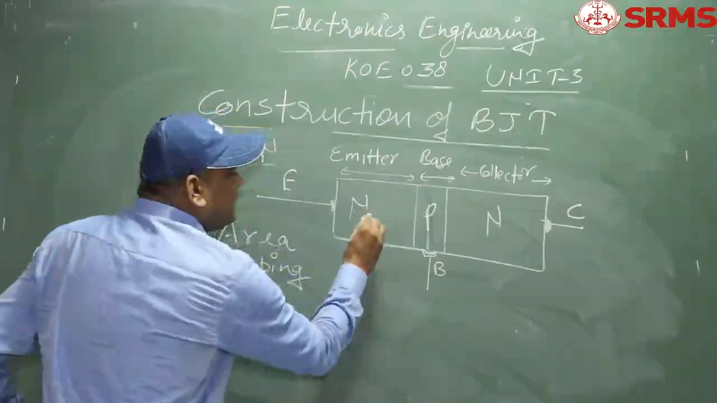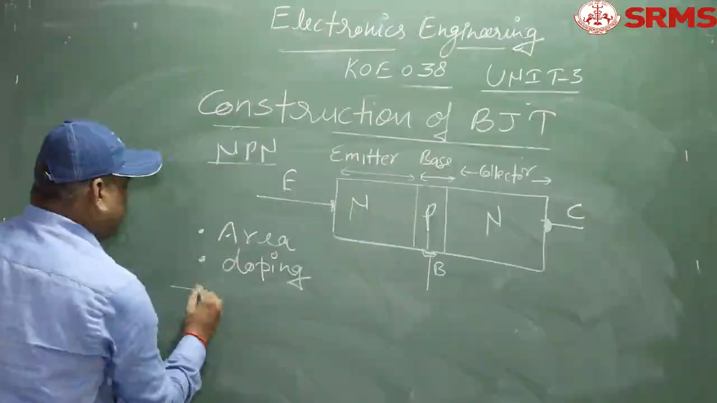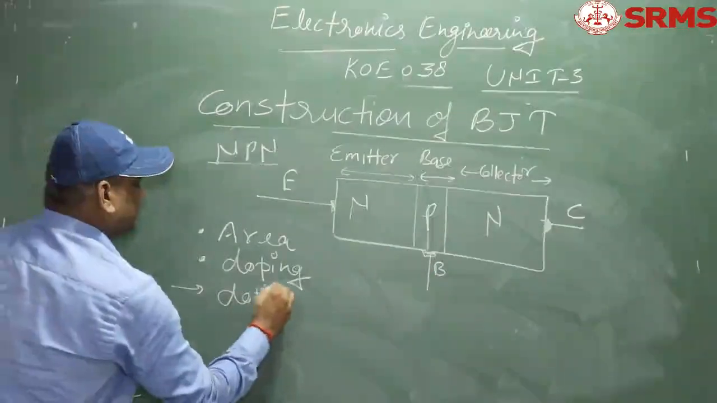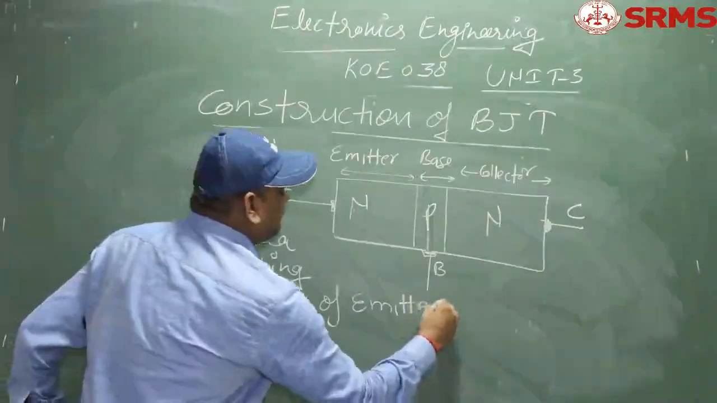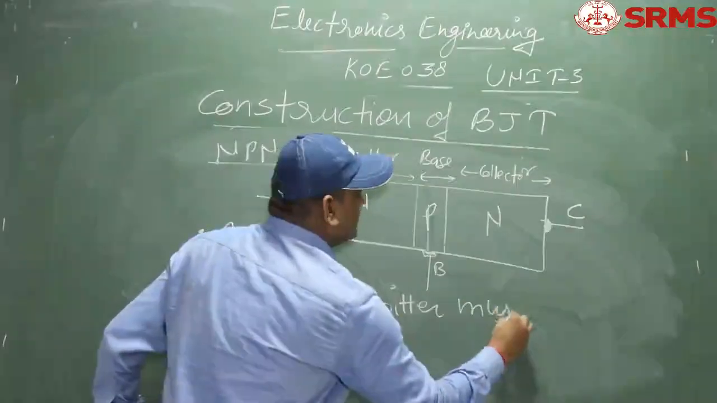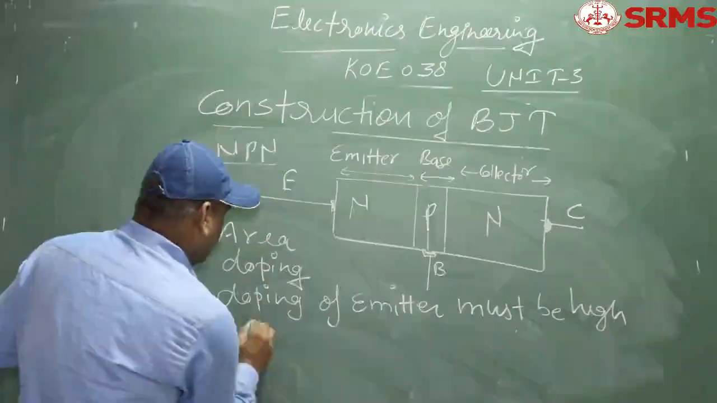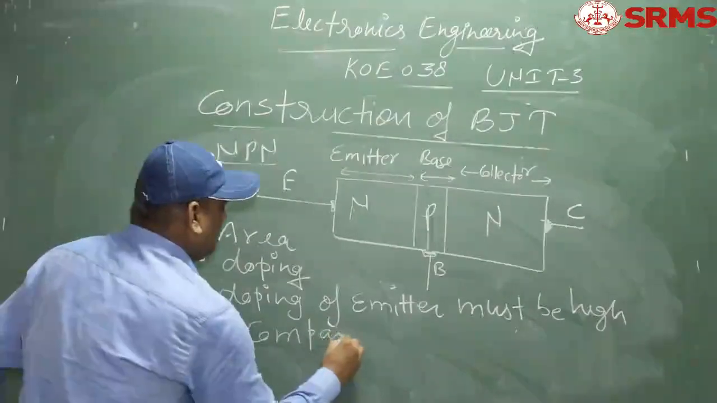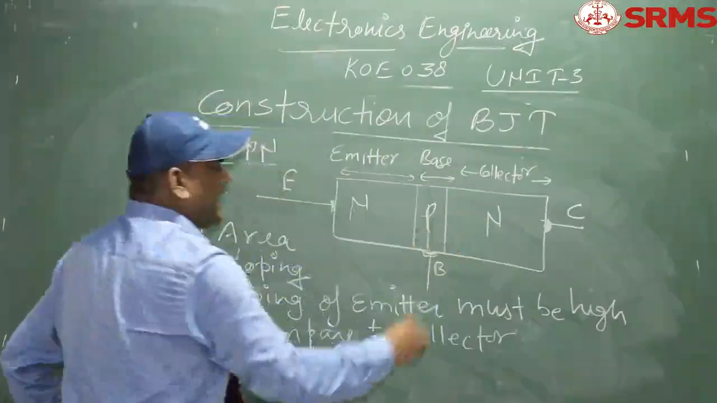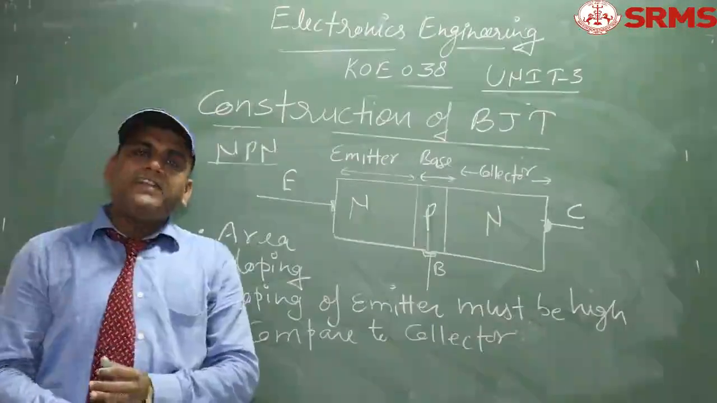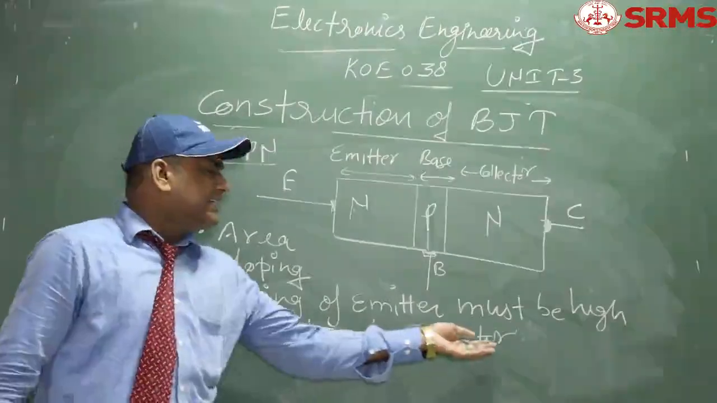And the doping of the emitter must be high compared to the collector. So this is a very important point. Doping of emitter must be high compared to collector. Is that clear? The doping of the emitter region must be high compared to the collector region.